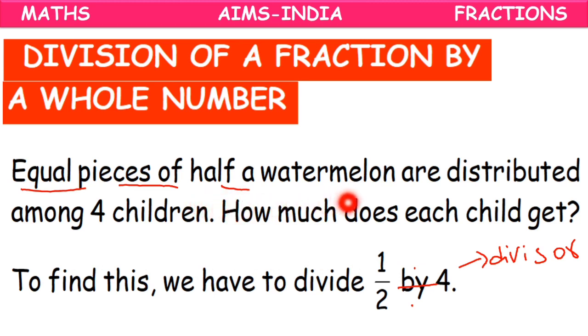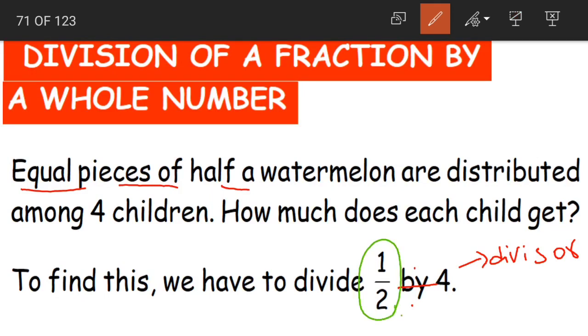Half of a watermelon. And then this half of the watermelon is equally distributed among 4 children. Suppose say this is equal distribution. So we have to find out how much does each child get. To find out, what we'll do? 1 by 2, that is the portion of watermelon that is divided. It is to be divided by 4, that is the number of children.